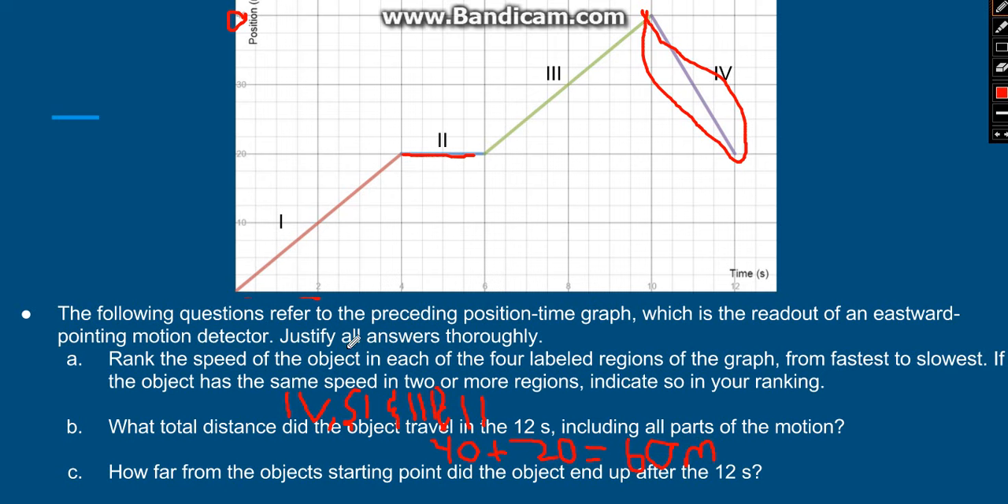If you don't understand this, just wait till I explain the next part. The next one's asking, how far from the object's starting point did the object end up after 12 seconds? This is asking, basically, if I started at 0 meters and 0 seconds and traveled, how far from my starting location did I end up?